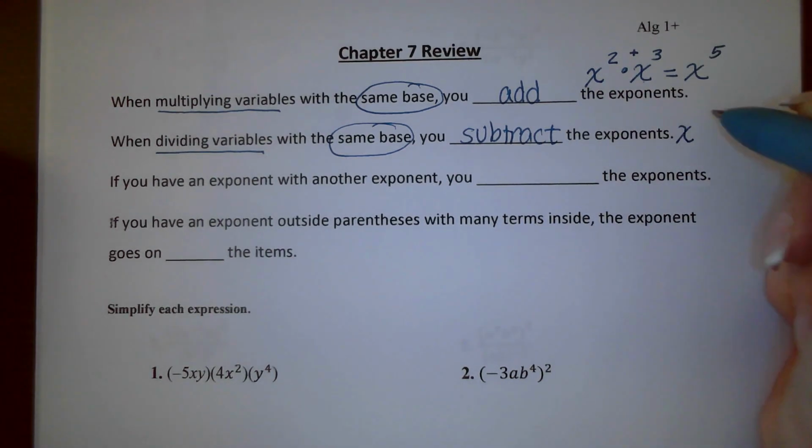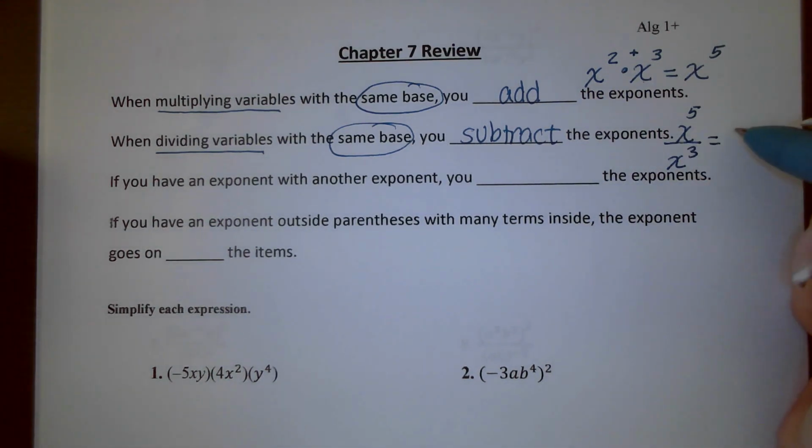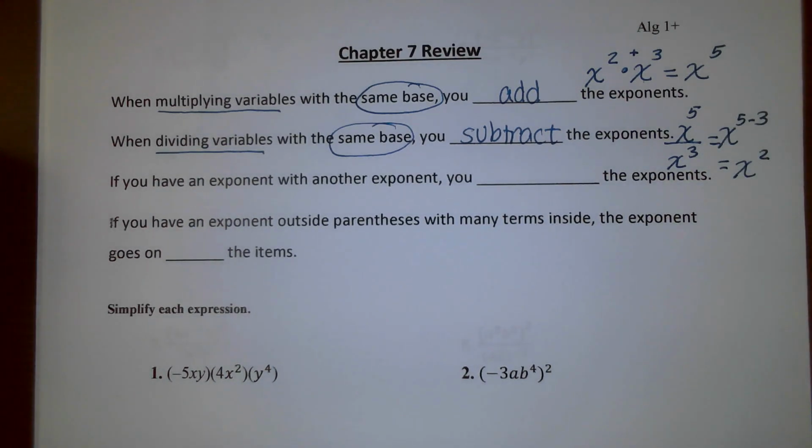So x to the fifth divided by x to the third. I'm going to subtract 5 minus 3. I'm subtracting my exponents now, and we get x squared.